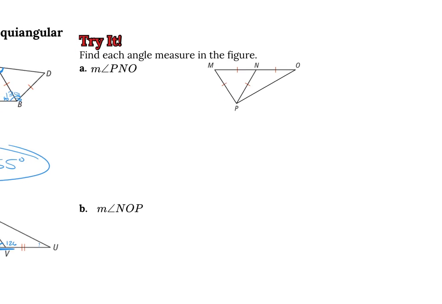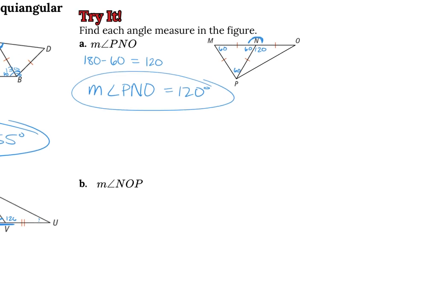Let's look at the try it. Find each angle measure in the figure. We are given no angle measures. Well, I see that I have an equilateral triangle, so I know this has to be 60, this would be 60, this would be 60, and that would be 60. I know that these two added together would be 180. So 180 minus the one angle that I do know will leave me with 120. We're looking for the measure of angle P in O, which we found to be 120 degrees.